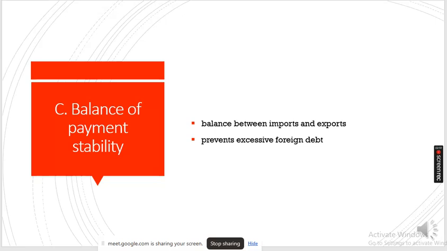Let's start with balance of payment stability. What do we mean as one of the objectives of economic policy? Balance of payment policy will actually mean we should balance imports and exports. We should not have too excessive imports, like what happens in Malawi. So this is to balance it. And also we should prevent excessive foreign debt. We should not borrow too much from foreign entities, just as what Malawi does. So prevent excessive debt and prevent imports from exceeding exports.